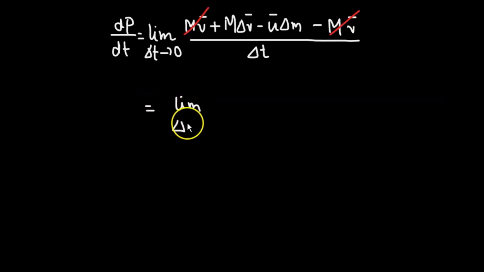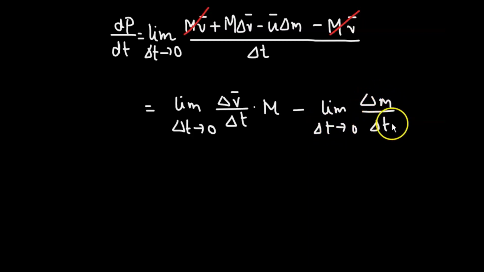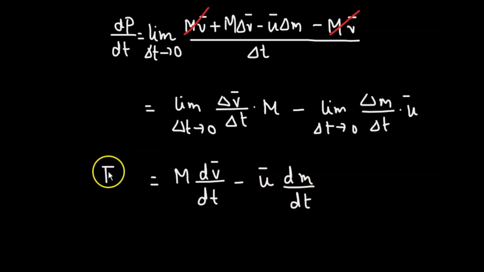limit delta t approaching 0, we have delta v vector divided by delta t times m, minus limit delta t approaching 0, we have delta m divided by delta t times u vector. So we have m dv vector over dt minus u vector dm over dt. So this is dp over dt, or this is the external force on the rocket.